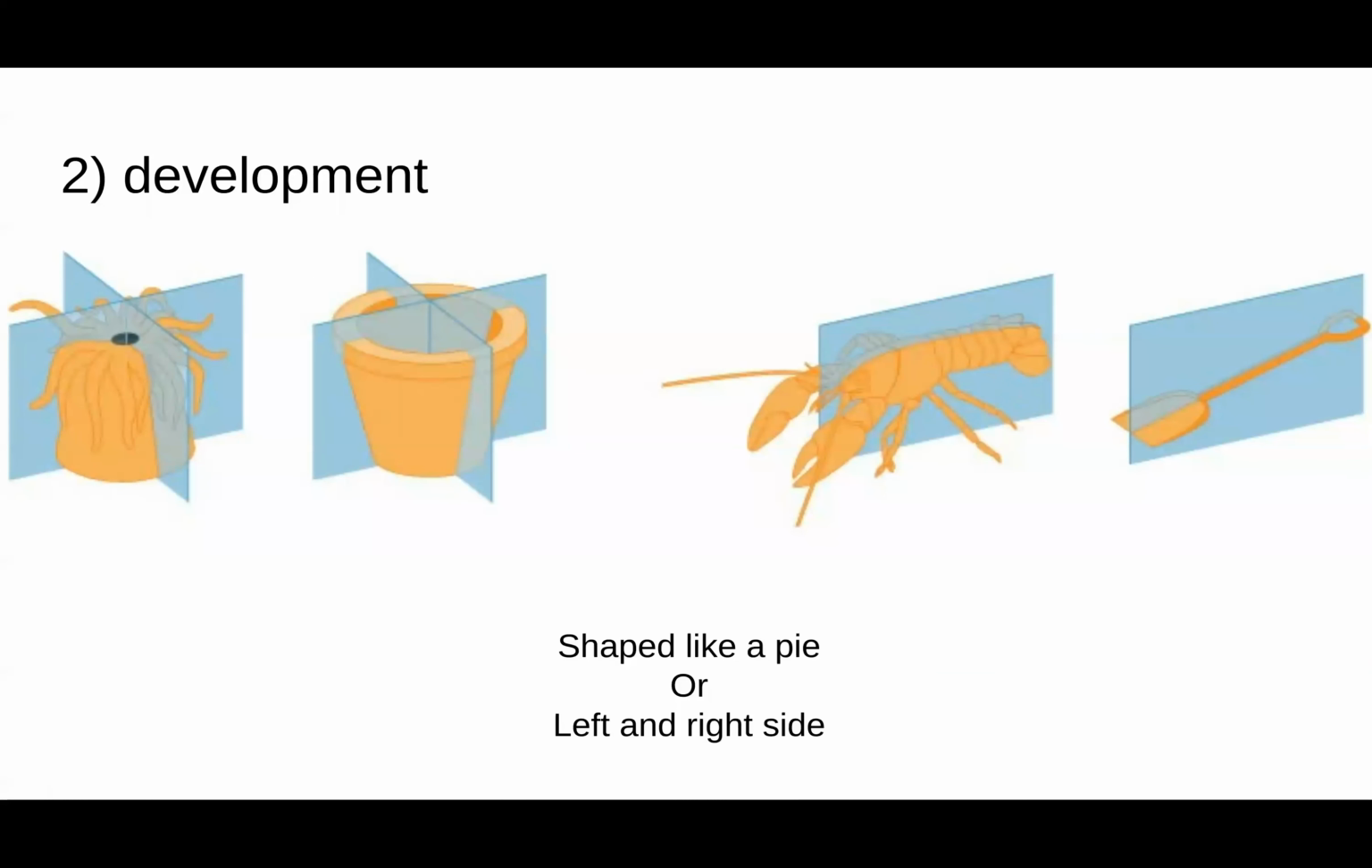Radial or bilateral. The idea being, are you shaped like a pie, or do you have a left and right side? If you're shaped like a pie, that means you're the same on all sides. You can think about a bucket here, or a flower pot, right? It's the same on all sides, there's no left or right side. And that's the same thing we see here with the sponge, it's the same all the way around. That's in contrast to something that has a left and right side, like a lobster. A lobster has bilateral symmetry, meaning there's a left side and a right side, but there is symmetry between them as well. You can see that with the lobster, you can see it with the shovel, and you can see that with yourself. You have bilateral symmetry when you take a peek at yourself in the mirror.